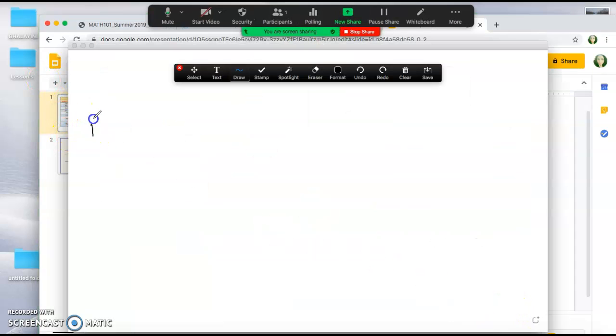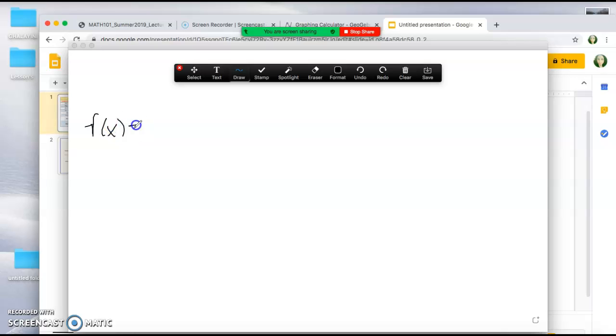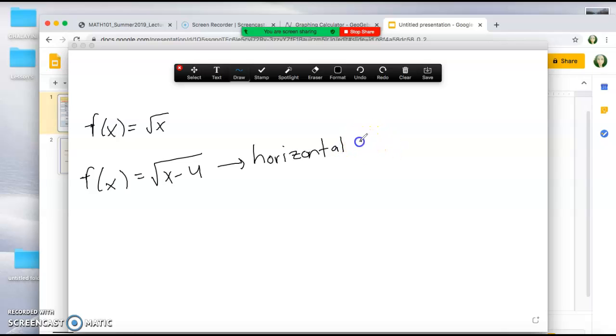So here we have our function f of x equals the square root of x. Then let's see what happens when we have something like this, where it's the square root of x minus 4 on the inside. Since minus 4 is on the inside of the function, this is going to be a horizontal shift. And in this case, since it's minus 4, we move right 4 units.